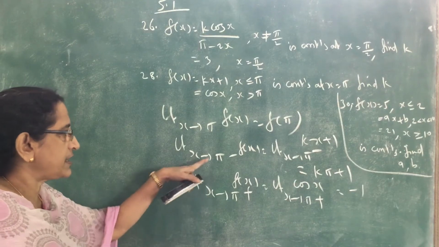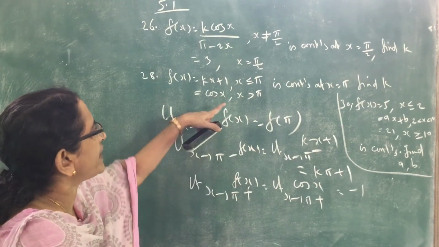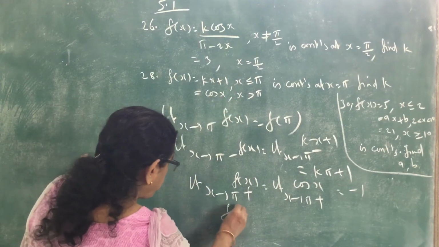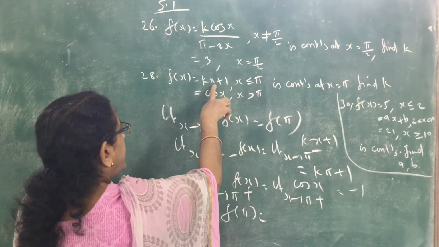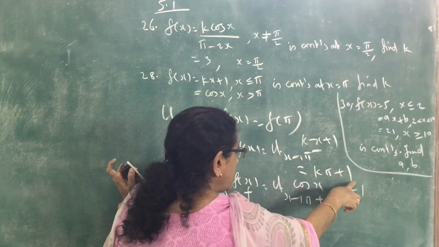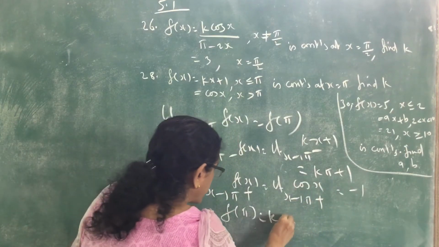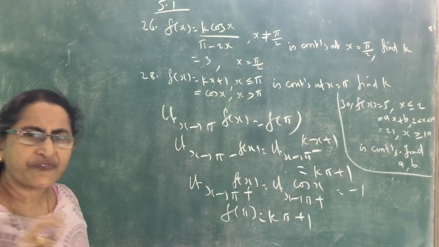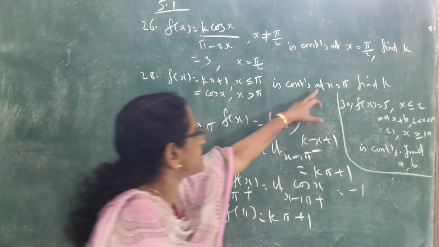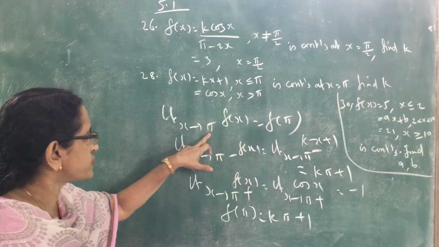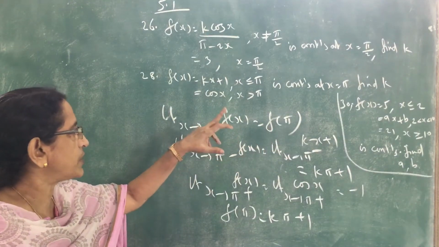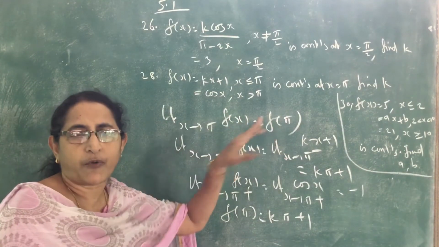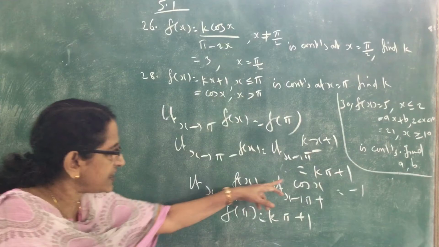Now we have the left limit and right limit. Now what is f of pi? F of pi, when x equals pi, is k pi plus 1. Since the function is continuous at x equal to pi, limit x tends to pi f of x equals f of pi. That means left limit equals right limit equals f of pi. All these three are equal.